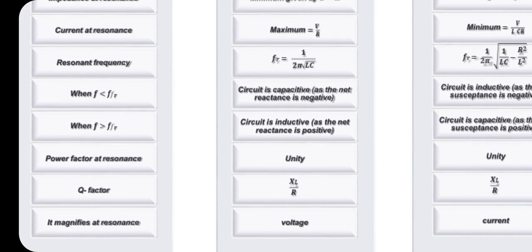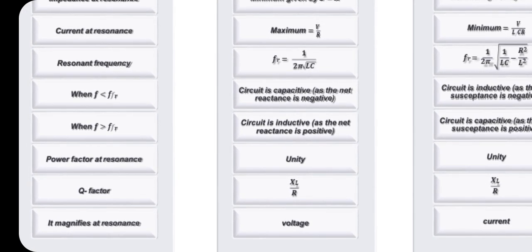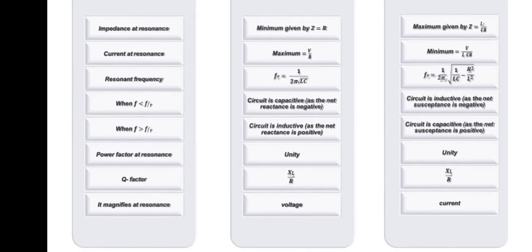So this is the conclusion part of this lecture. Basically, we differentiate the series resonant circuit and the parallel resonant circuit, and we have summarized the parameters: the impedance, current and resonant frequency, and the power factor, Q factor and magnification of the resonant circuits. This is very important for applications. Here a number of problems have to be solved using these series and parallel resonant circuits generally.